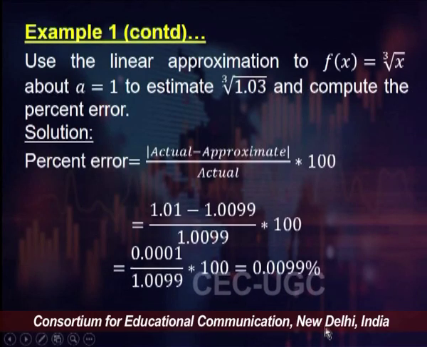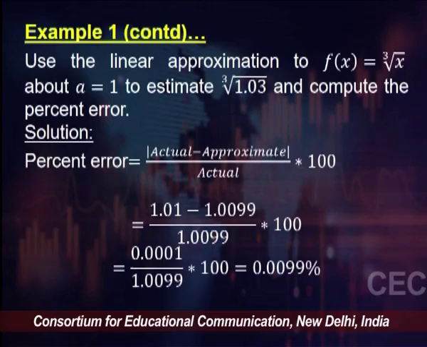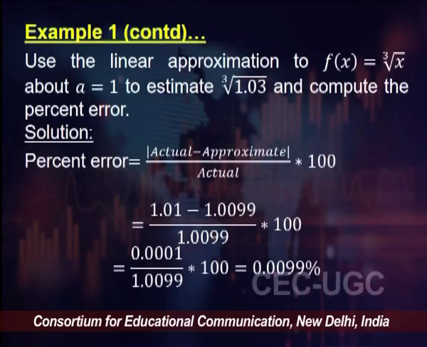That I have divided by the actual value, which is 1.0099, and that multiplied by 100 gives us a percentage error of 0.0099%, which is really tiny. So, this is a huge achievement, because this calculation is something that allows you to do things by hand rather than relying on a computer or a calculator.